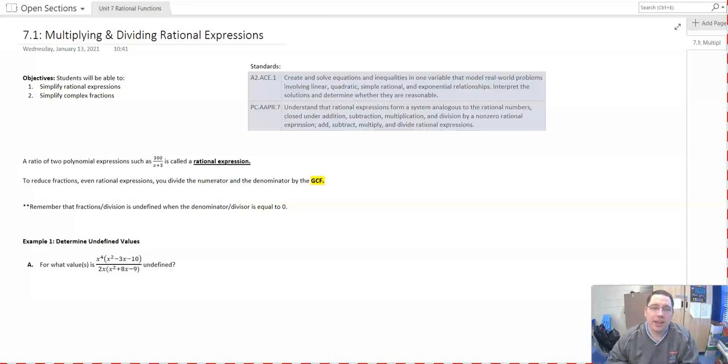Y'all, today we're going to look at 7.1 on multiplying and dividing rational expressions. In this section, we're going to look at being able to simplify rational expressions and simplify complex fractions. That's going to be the last example that we do.